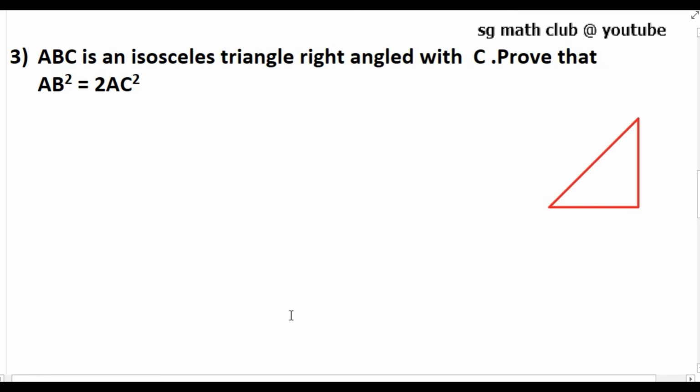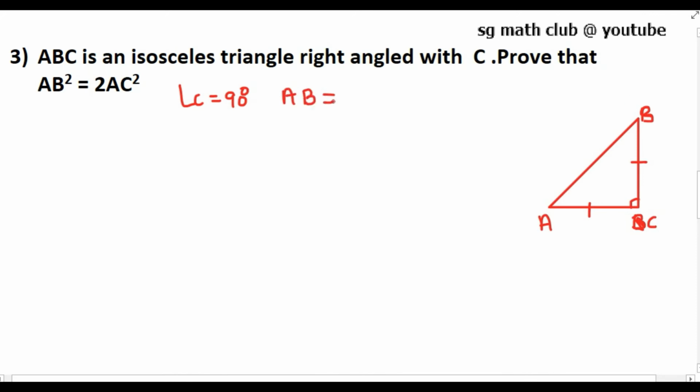Now the next question: ABC is an isosceles triangle which is right angled at C. So this will be your B and this will be your C, because it is right angled at C. Now we need to prove that AB square equals 2AC square. So here angle C is 90 degrees. Also they have given it as an isosceles triangle, so definitely these two sides will be equal.